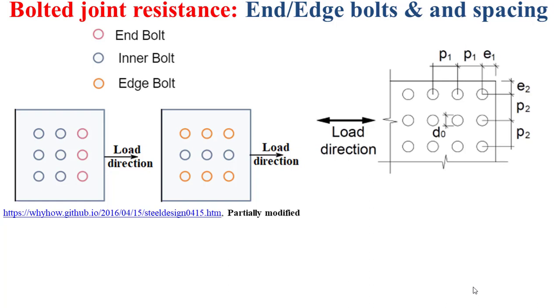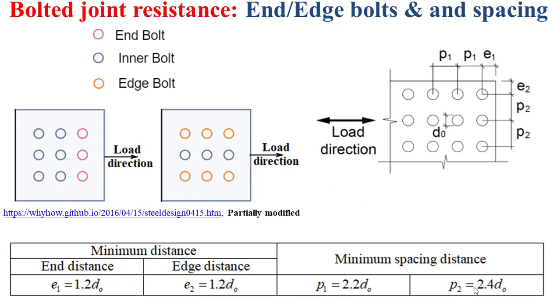And based on the figure that you see in the right of this slide, this figure depicts the different distances and spacing between bolts. e1 is the end distance, e2 is the edge distance, p1 is the spacing in the load direction, and p2 is the spacing in the perpendicular direction to the load direction. The minimum values of these different distances and spacings are determined based on the table that you see in the bottom of this slide in function of the bolt hole diameter.